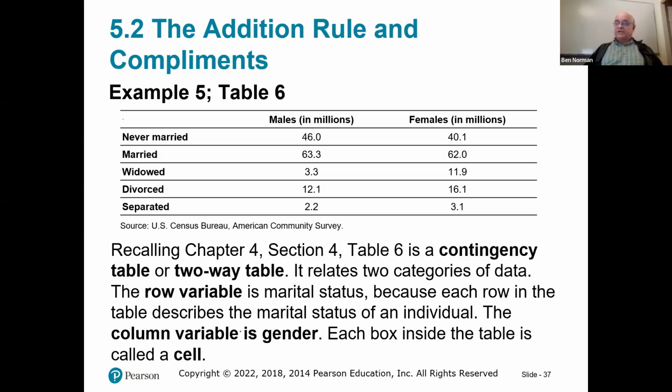The 46.0, that is inside a cell. The 11.9, that's inside a cell. The 12.1, that's inside a cell. The 3.1, that's inside a cell.